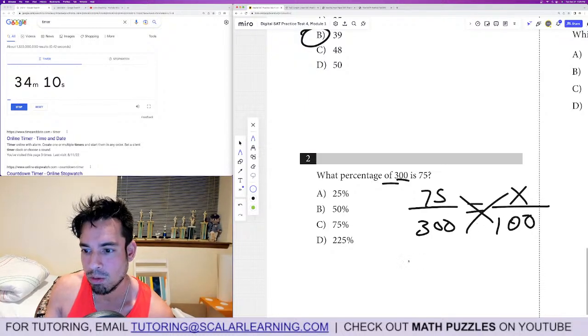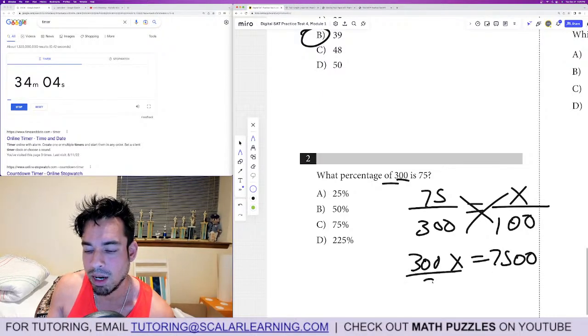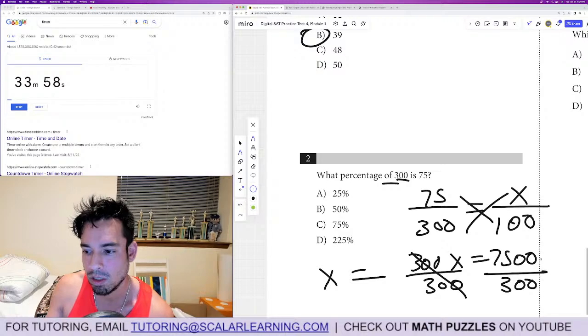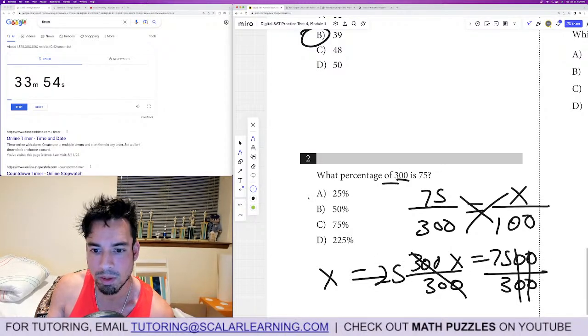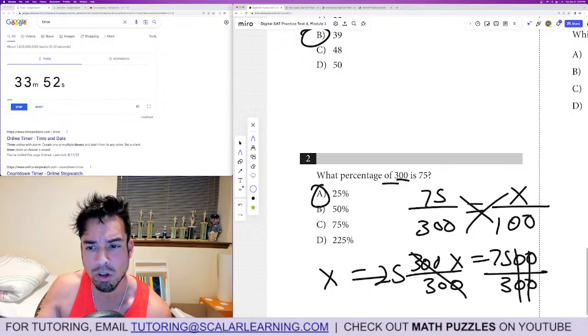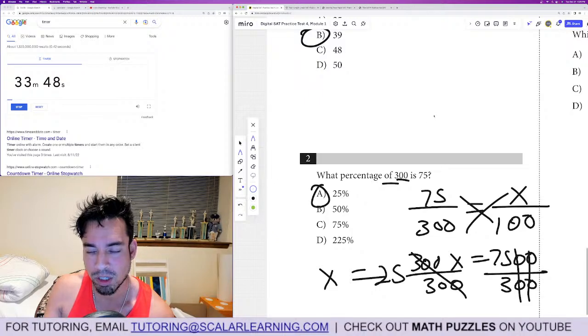We can do a little cross multiplication. I didn't simplify, but that's all good. 300x equals 7500, divided by 300. Boom. X equals, cancel, that would be 25. 75 divided by 3 is 25%. So it's all about the language. That's one way. The other way is you can do it with the percent equation.